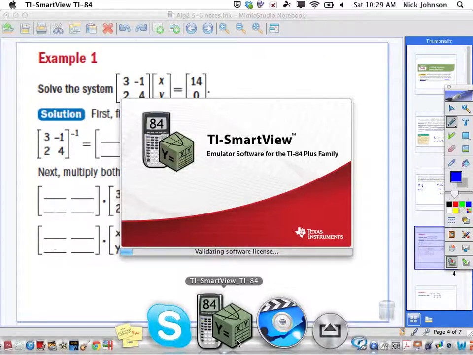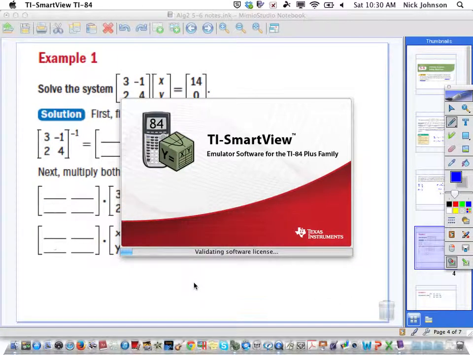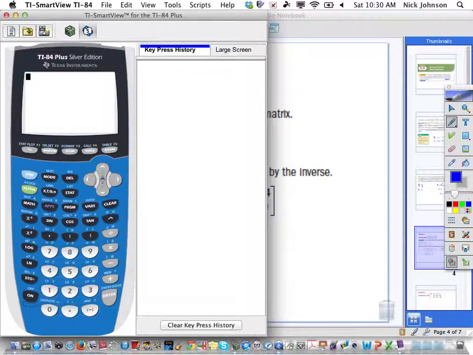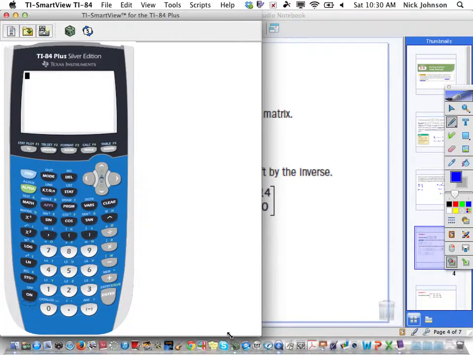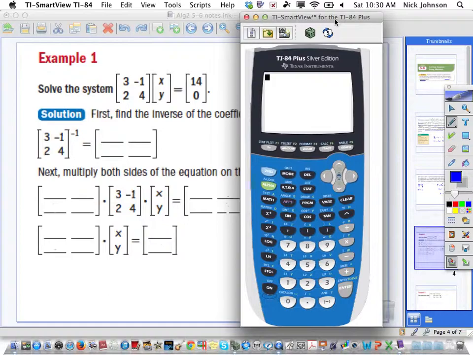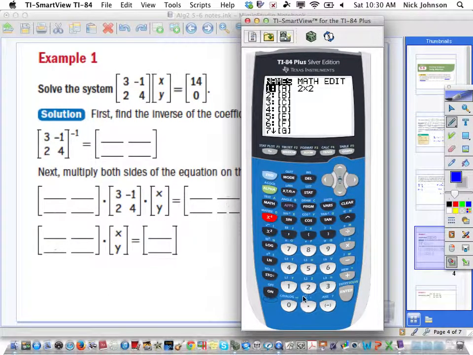So the first thing we want to do is bring up my calculator. What we want to do is type this coefficient matrix into our matrix. So if I hit second function matrix and I want to put it in A, I've got to edit it. You need to write these steps down if you don't know it. It's a 2 by 2, so I just hit enter, enter. And I want to put in 3, -1, 2, and 4. Okay, now I'm going to hit second function quit to get out of there.